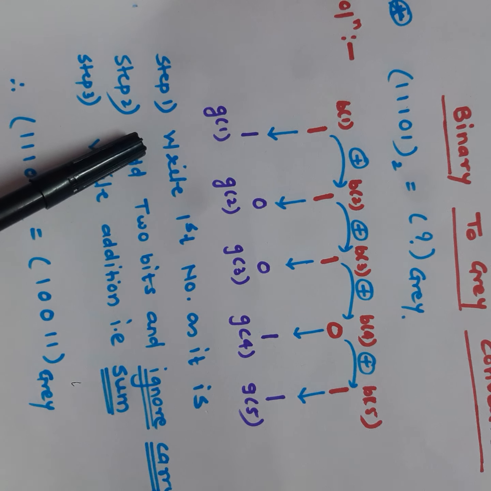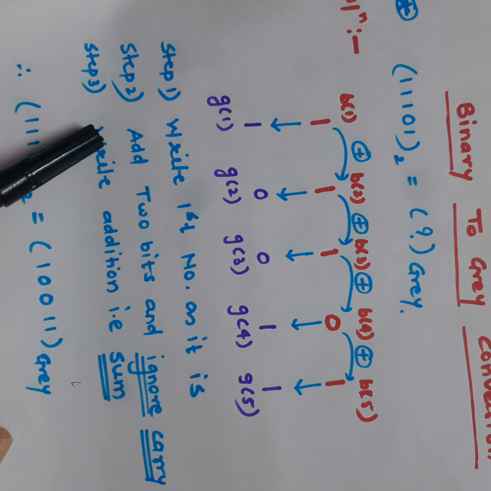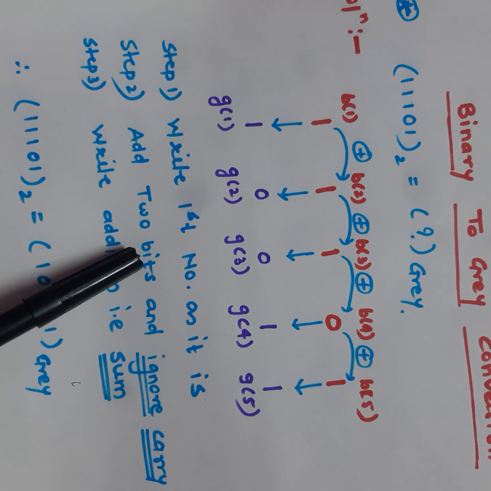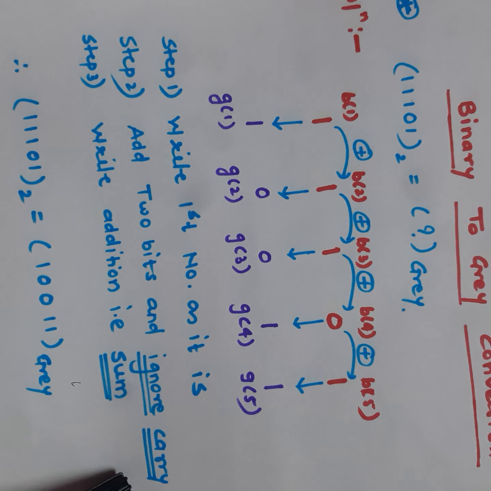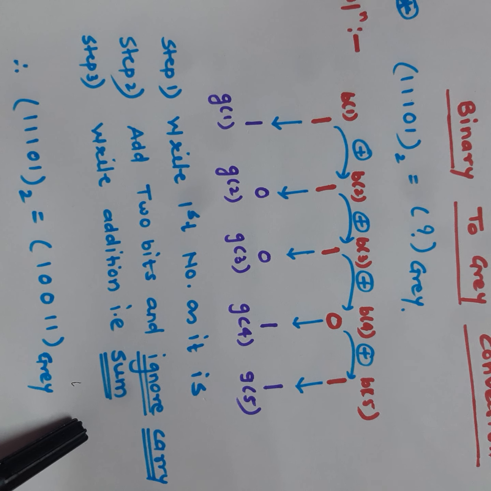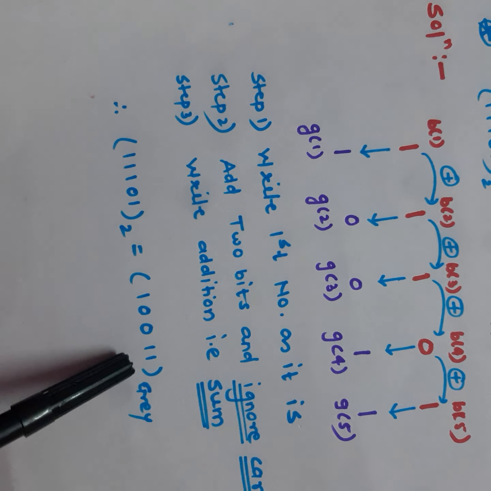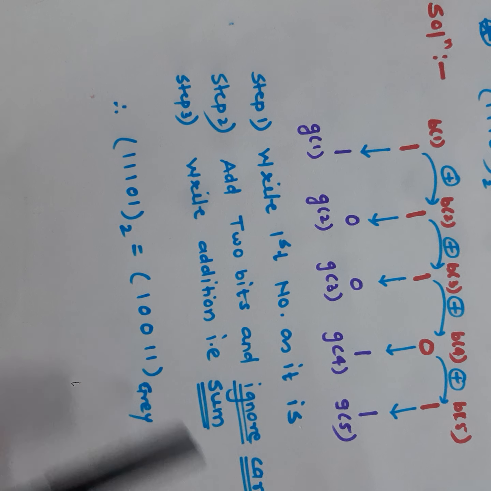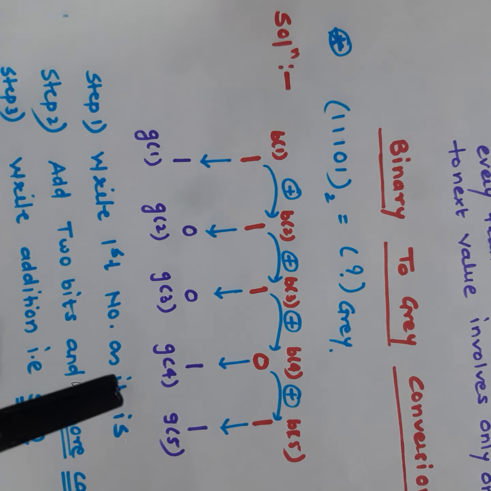Okay, so what is my first step? Write the first number as it is. Then step 2, add 2 bits, that is, add the 2 consecutive bits and ignore the carry, only write the sum, and get the final answer. So this is the binary number which is given and this is the gray code for that. This is how you are converting binary to gray.